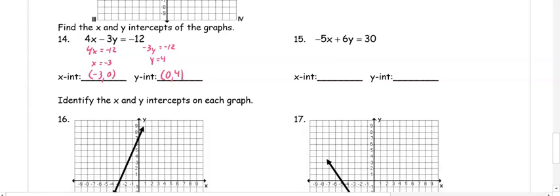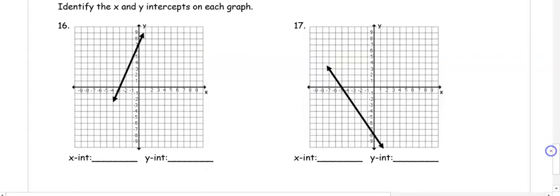We can do the same thing again here. 5x equals 30. We can divide by negative 5. So x equals negative 6. Negative 6, 0 is our x-intercept. For the y, 6x equals 30. Divide by 6. So y is 5, 0, 5.